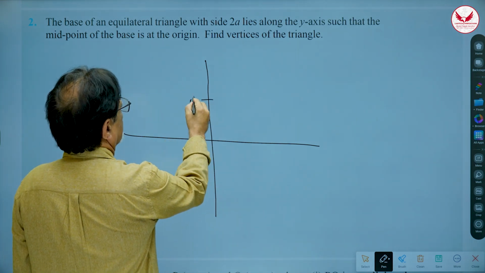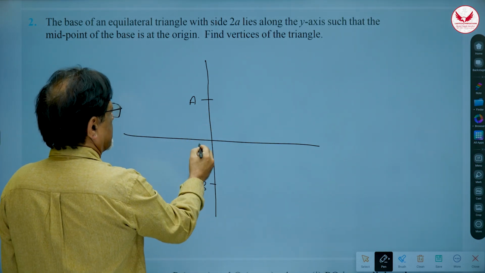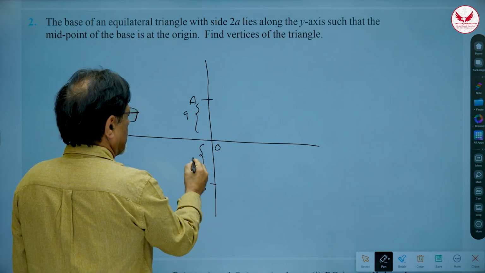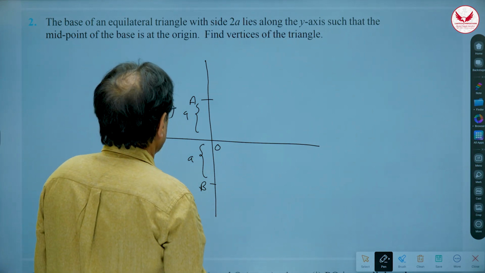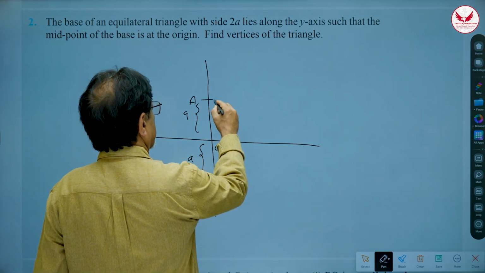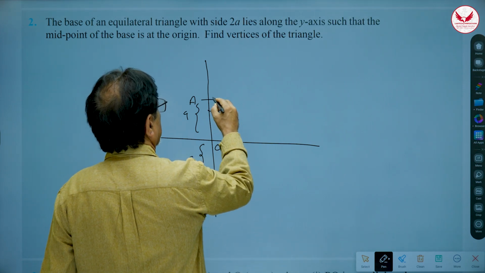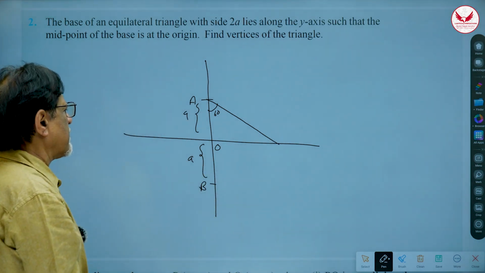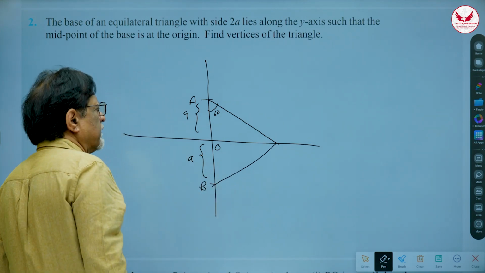So, suppose I call the base to be A, B, there and midpoint is origin itself. That means this is origin, right? So, this length is A, right? And this length is also A, so that the total distance AB is 2A. Okay. Now, we want to draw an equilateral triangle with this as a base. Now, if this is a base, then this angle has to be 60 degrees, right? So, therefore, from there it is 60 degrees, it will come here. Because it is an equilateral triangle, right? So, therefore, this is the diagram of that triangle, okay?